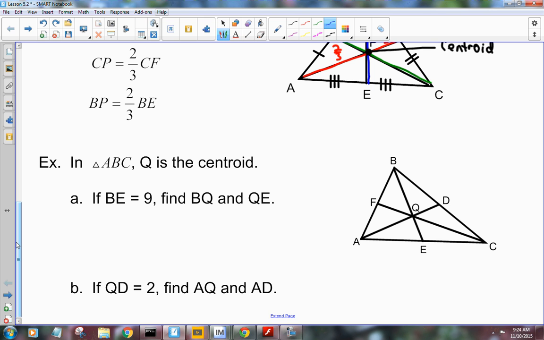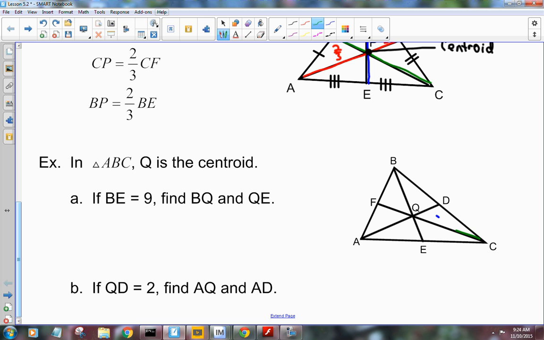Let's say QD is 2. And I want to find AQ and AD. So we're going to do this thing here. So, if QD is 2, what can we find? AQ, which means it's going to be 4, and then the whole thing's going to be 6. Okay? Let's do one more.